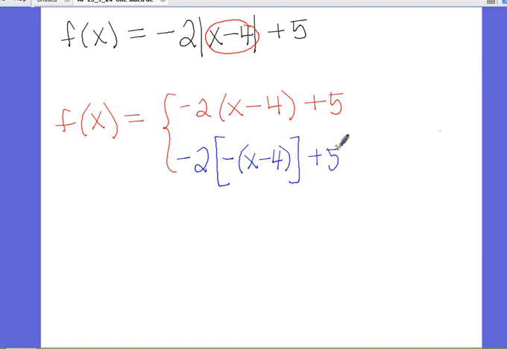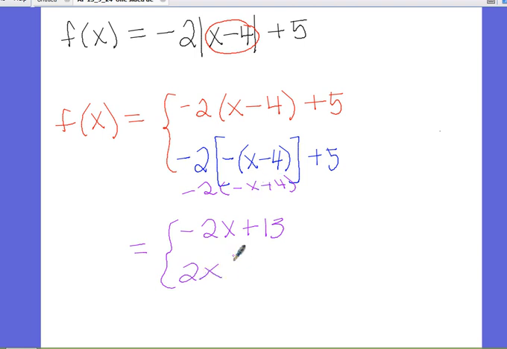And so I'm actually going to simplify that guy a little bit for you. So what do we get? We get -2x plus 8 plus 5, which would be plus, I can do math, I swear, 13. There we go. And then you get, this is -2 times -x plus 4. So you get positive 2x minus 8 plus 5, so that's minus 3.